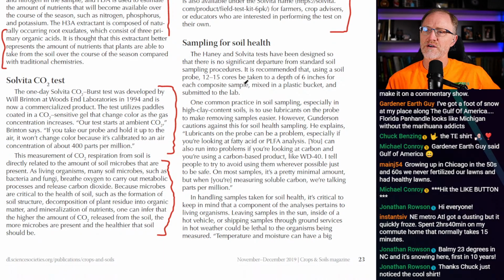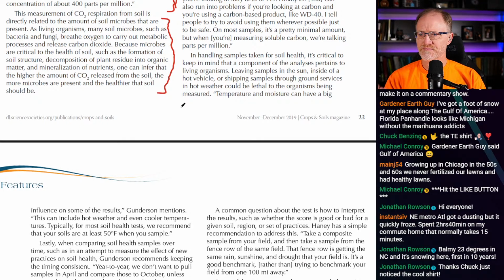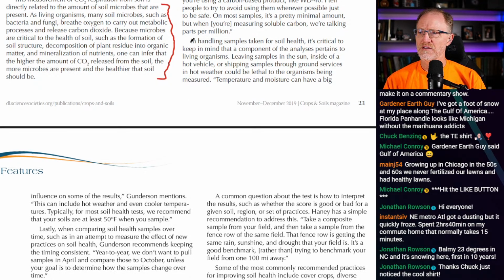So sampling for soil health. The Haney and Solvita tests have been designed so there is no significant departure from the standard soil sampling procedure. It is recommended that using a soil probe, 12 to 15 cores, the same thing as you'd always do. Take a sample, put it in a bucket, mix it up. One common practice in soil sampling, especially in high clay soil content, is to use lubricants on the probe to make removal of samples easier. Don't do that. I'm going to skip down to the next one.